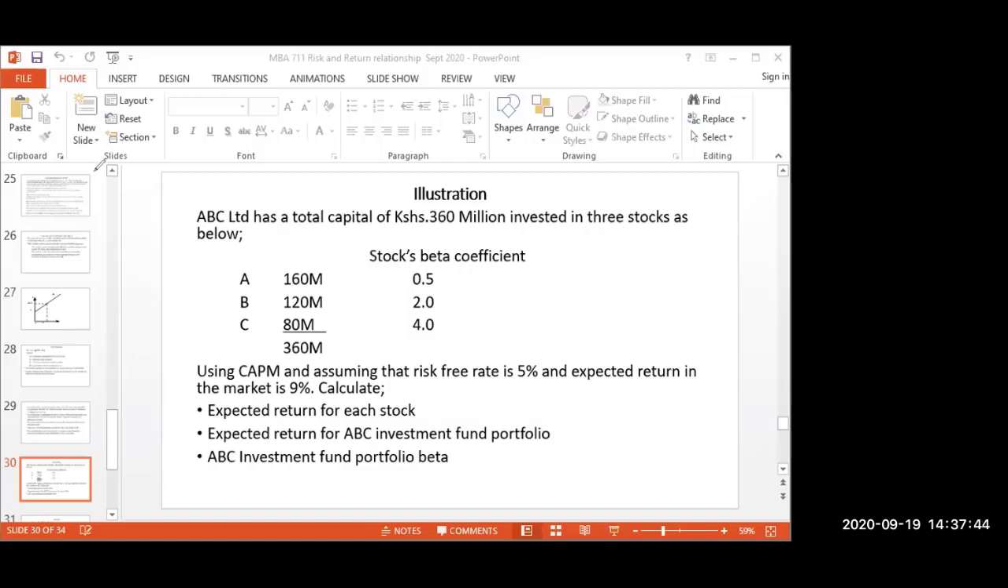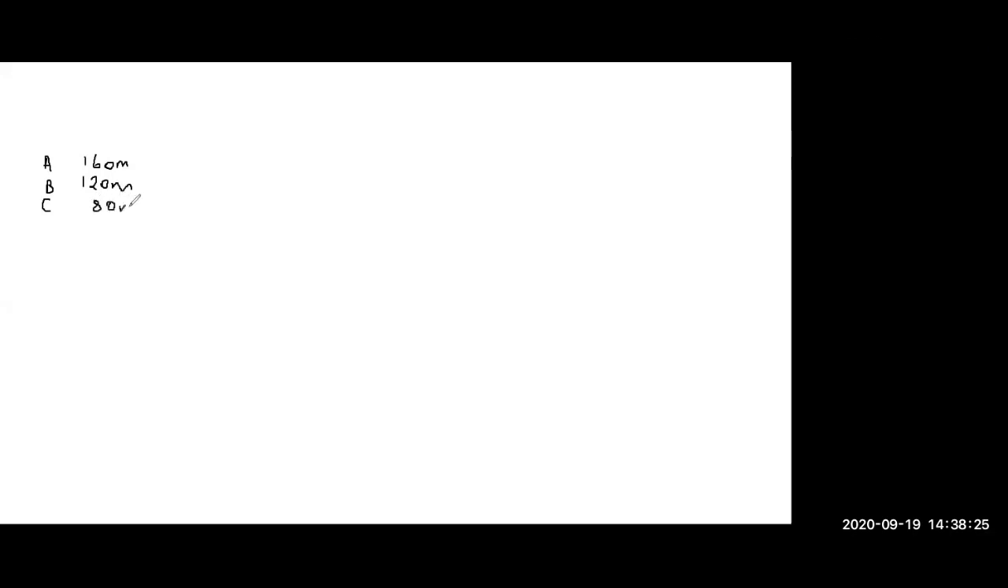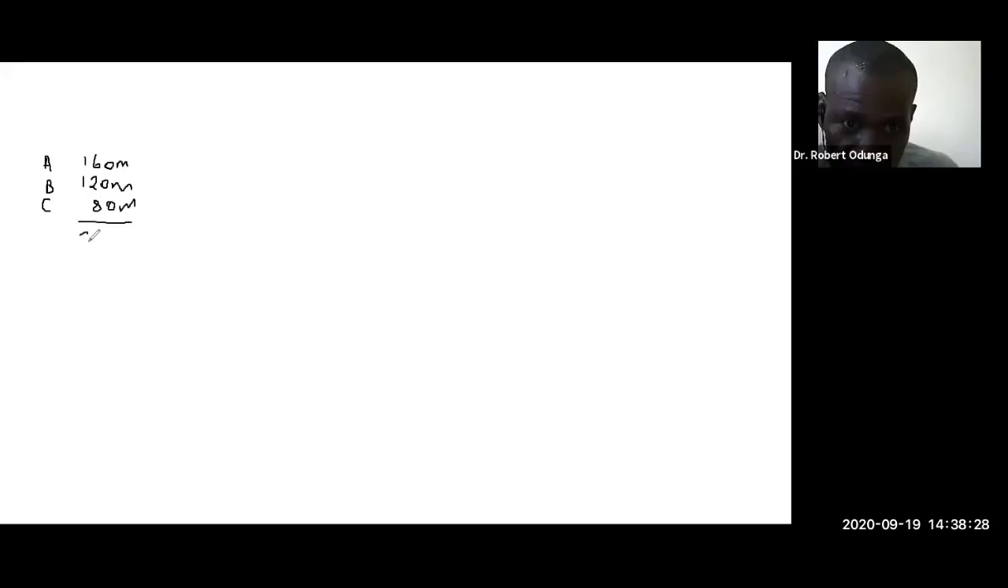So we have project A, B, and C. The proportion of A is 160M, of B is 120M, of C is 80M, and the total is 360M.